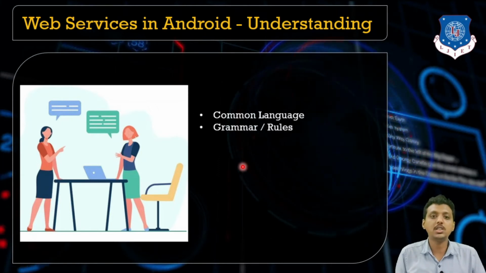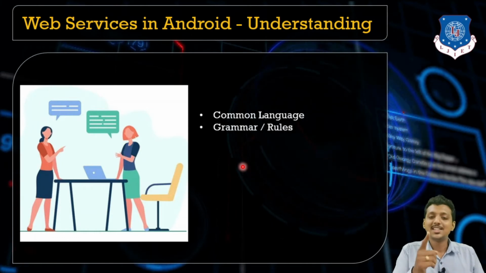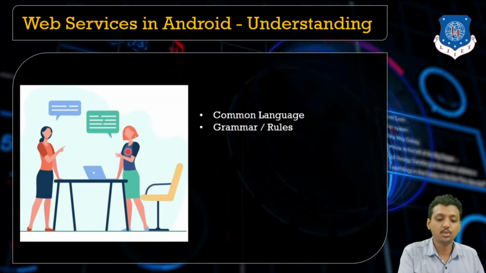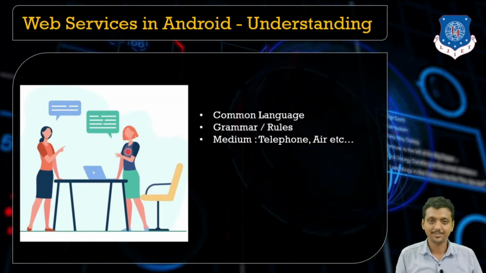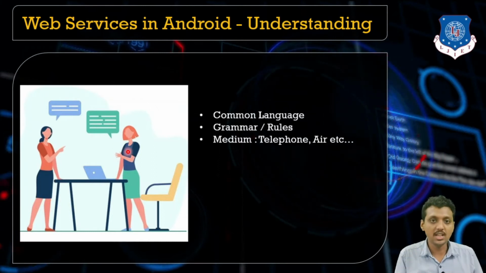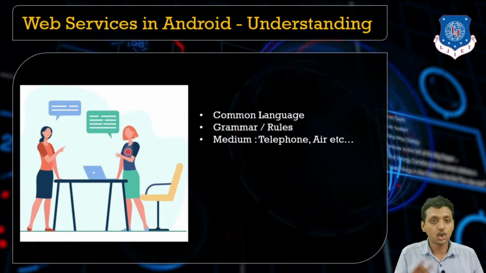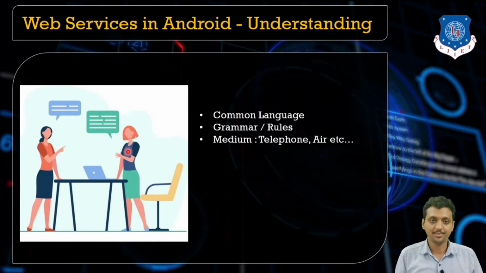Okay, you are watching this video on a YouTube channel. So the internet is a medium. Same like that, during communication, both of them use a medium like a phone call, devices, or the air medium. So what three things do they need? One is a common language. Second one is a grammar or rules. And third one is a medium to communicate with each other.